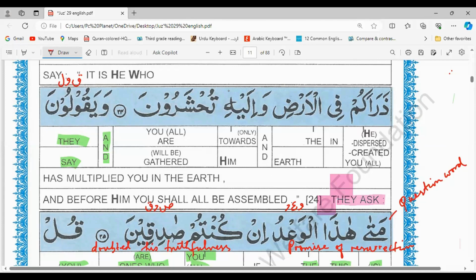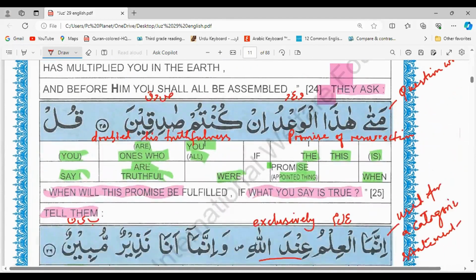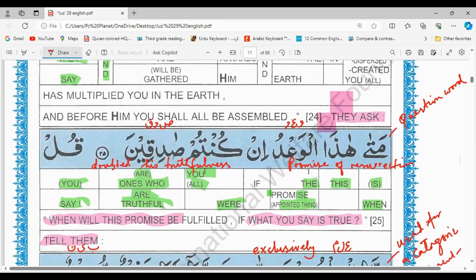The ayat starts with wa yaqulun. Wa is a conjunctive word. It joins clauses or phrases, you can say. Wa yaqulun, and they say. Yaqulun is from the root letters qaf, waw, and lam. Mata. Mata is a question word. In Arabic, we have two categories of question words. One is a and hal, and then a bit more advanced question words include this one as well. Mata means when. Hadha means this. When is this?